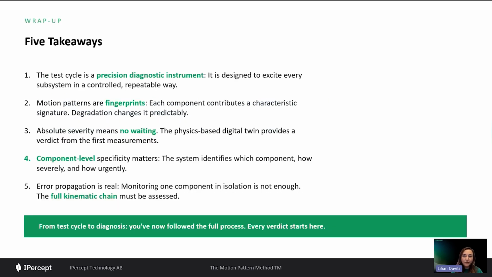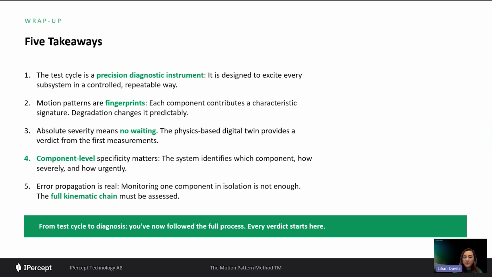So we've arrived at the 5 takeaways. I'll go through them briefly, and this is what I want you to carry out from the motion pattern method. 1 is the test cycle is the precision diagnostic instrument. It uses the machine's own motion system to generate a controlled, repeatable signature. 2 is that the motion patterns are fingerprints. Each component has its own, and degradation changes them predictably.